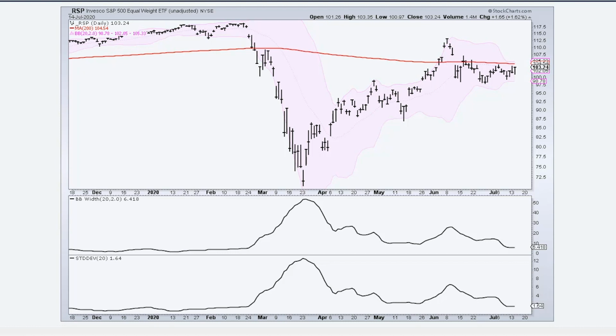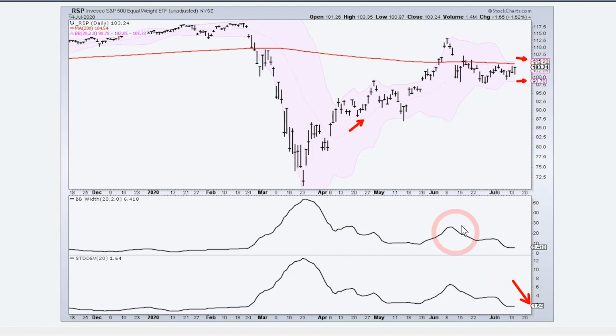But Bollinger Bands are basically based on a 20-day moving average, which is the dotted line in the middle. And I've got it set at 20,2. That means it's two of these standard deviation values. This is a 20-day standard deviation, 1.64. So you take two of those values, add it to the 20-day moving average, and you get the upper band. You subtract it from the 20-day moving average, and you get the lower band.